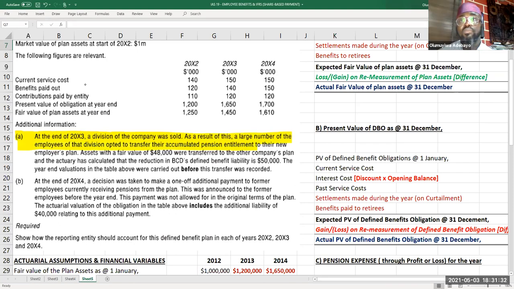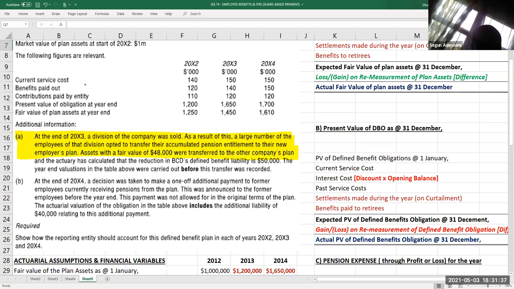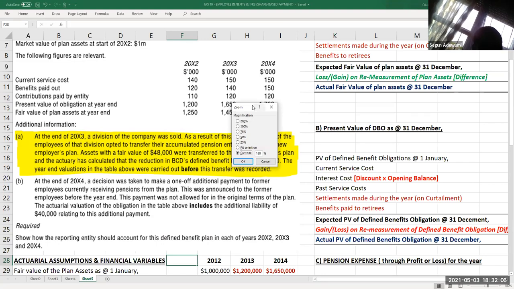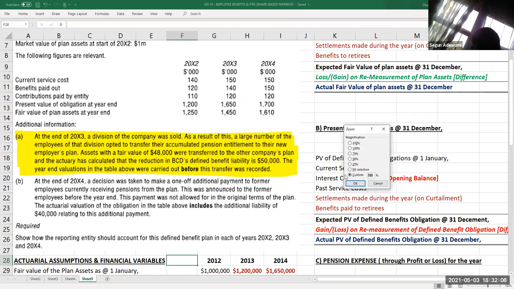At the end of 20X3, a division of the company was sold. As a result of this, a large number of the employees of that division opted to transfer their accumulated pension entitlement to their new employer's plan. Assets with a fair value of $48,000 were transferred to the other company's plan, and the actuary has calculated that the reduction in BCD's defined benefit liability is $50,000. The year-end valuations in the table above were carried out before the transfer was recorded.